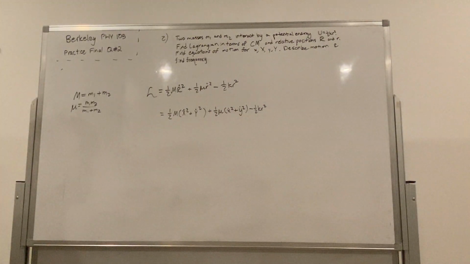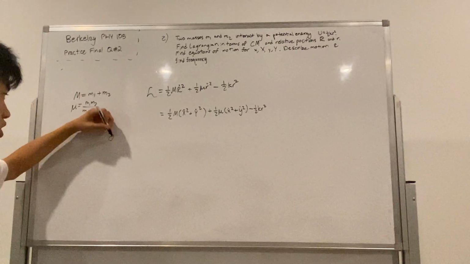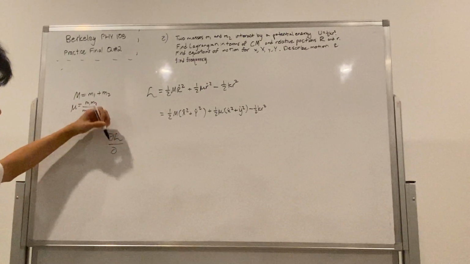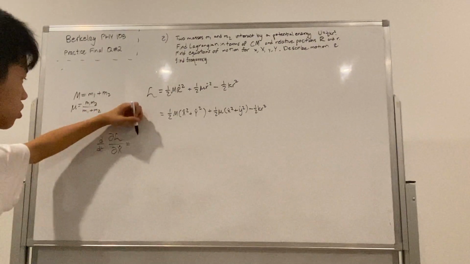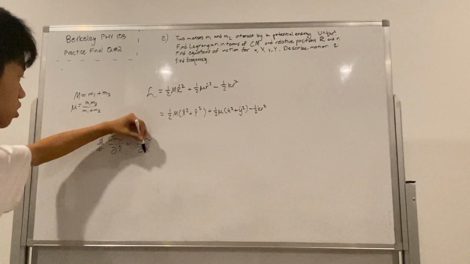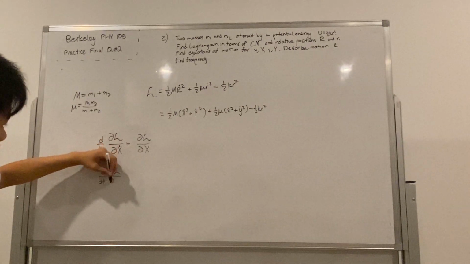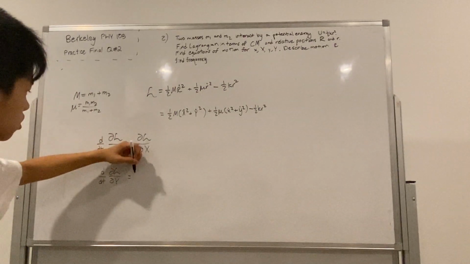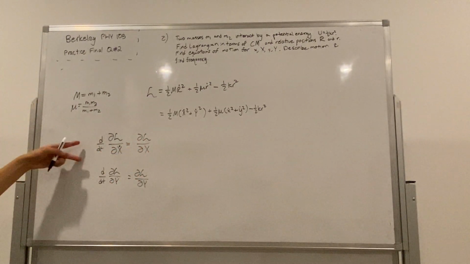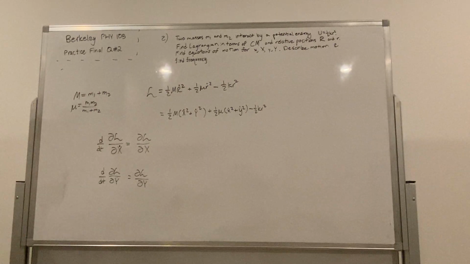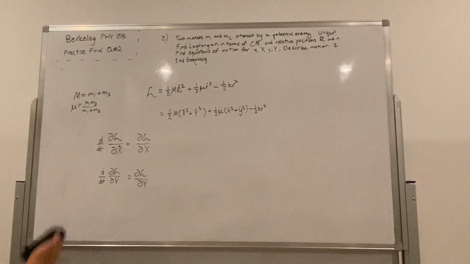Now let me get rid of this so it's not problematic anymore. Then we can use the Euler-Lagrange equations and set up 4 equations. The Euler-Lagrange equations, we have to set up d/dt of this equals this. Let's solve for big X and big Y first, so we can describe the motion of the center of mass. So let's do this.